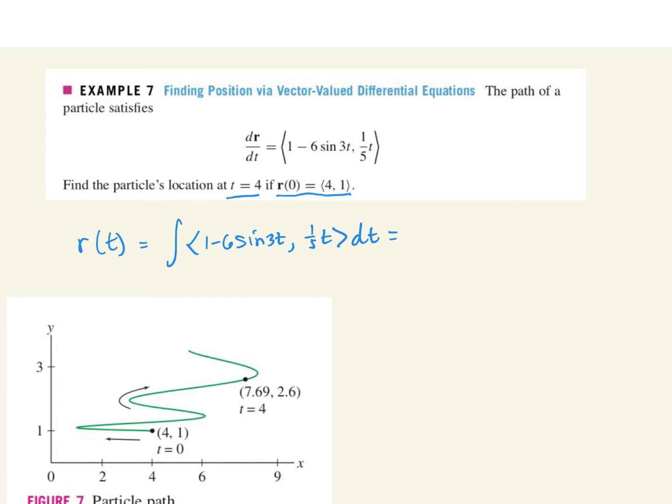So we would get t plus 2 cosine, yeah, 2. So it would be 6 cos 3t divided by 3. So t plus 2 cos 3t, comma, 1/10 t squared, plus c.